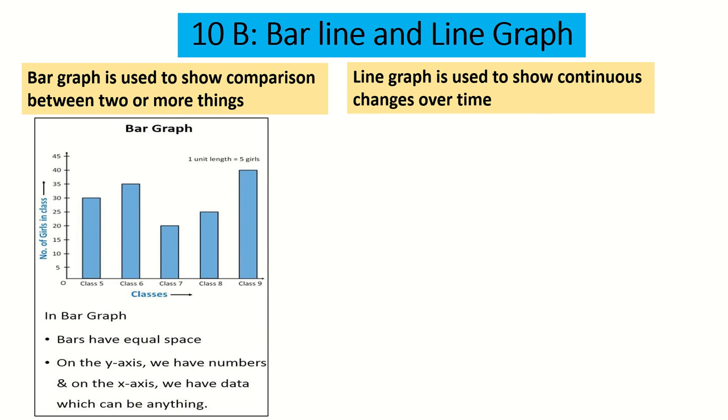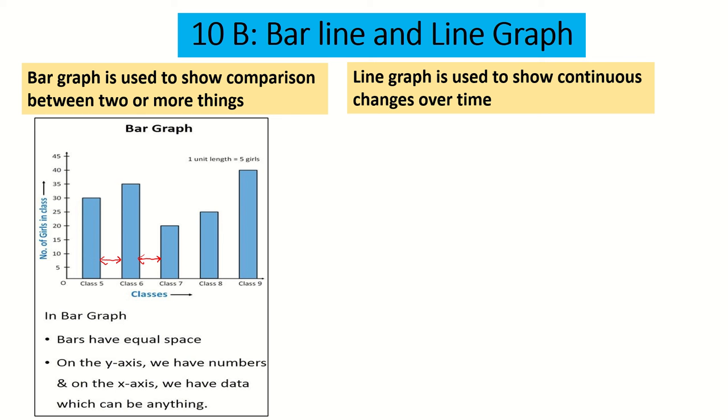Now look at this bar graph. You can see that there are some bars drawn here, and there are some spaces between these bars. This is important to understand. These bars are equally distant from each other, with equal space between them. In this example, a comparison of classes is done from class 5 to class 9, showing how many students or girls are in each class.